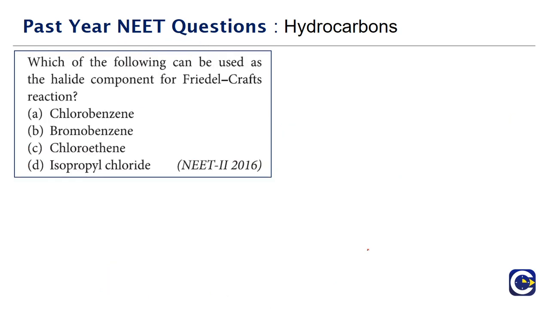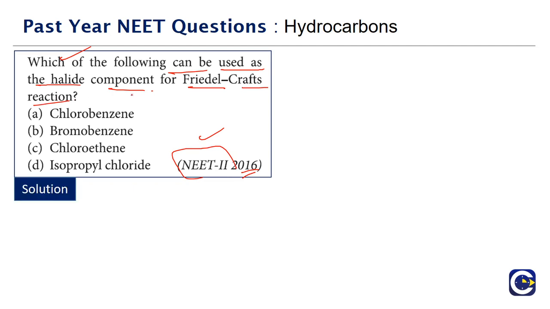Next we have a question that came in NEET Paper 2 of 2016. Which of the following can be used as the halide component of the Friedel-Crafts reaction? So what is the Friedel-Crafts reaction? We have a halide component that reacts with anhydrous AlCl3, and that starts the reaction. The options given are chlorobenzene, bromobenzene, chloroethene and isopropyl chloride.